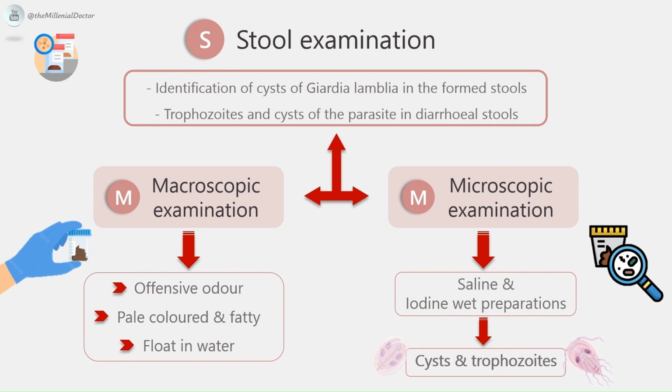The stool examination can be done macroscopically as well as microscopically. On macroscopic examination, fecal specimens containing Giardia lamblia may have an offensive odor, are pale colored and fatty, and float in water. On microscopic examination, cysts and trophozoites can be found in diarrheal stools by saline and iodine wet preparations. Often, multiple specimens need to be examined, and concentration techniques like formal ether or zinc acetate are used. In asymptomatic carriers, only the cysts are seen.